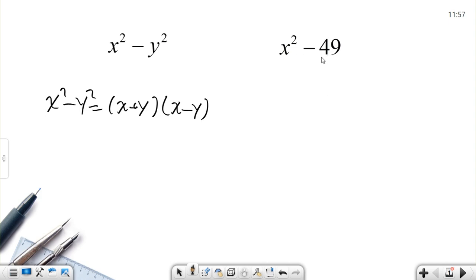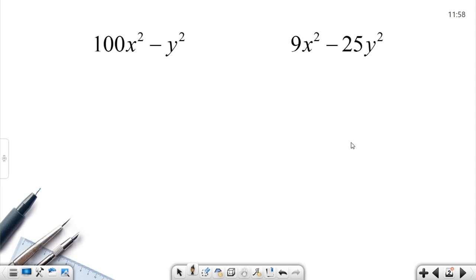So x squared minus 49. As you see, x squared is a square, but 49 doesn't look like a square. But if you think about 49, it's a perfect square number: x squared minus 7 squared. So this is equal to first one plus second one, and the second one is 7 here, it's a number, not a variable, times first one minus second one. So x plus 7 multiplied by x minus 7 are the factors of x squared minus 49.